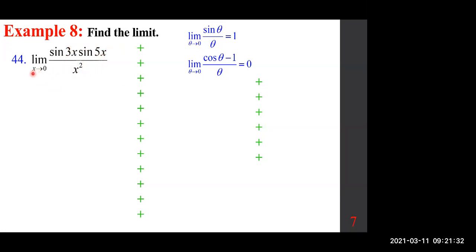And if x is approaching 0, so is 3x, and so is 5x. So that will be taken care of. That is not a problem. So x squared is the same as x times x. So that's good. So if I need a 3 here, then I have to put a 3 to undo it up here. If I need a 5 for this one, then I need a 5 here to undo it.